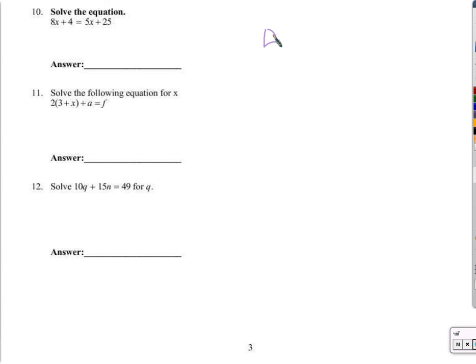If you think about it, on this side of the scale, I have 8 things, 8 x's, and here I have 4 1's. On the other side, I have 5 x's, right? This is 2 sides of the scale. I have 5 x's over here, and I have 25 of those things.